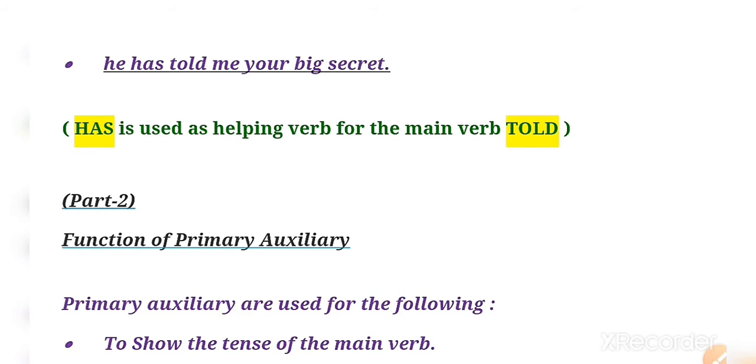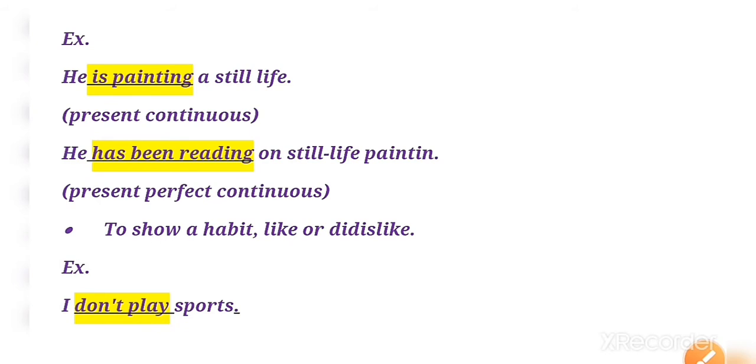So children, there are some points that we are going to discuss in this video. Primary auxiliary verbs are used for the following purpose. The first purpose is to show the tense of the main verb. See the example you will be getting.